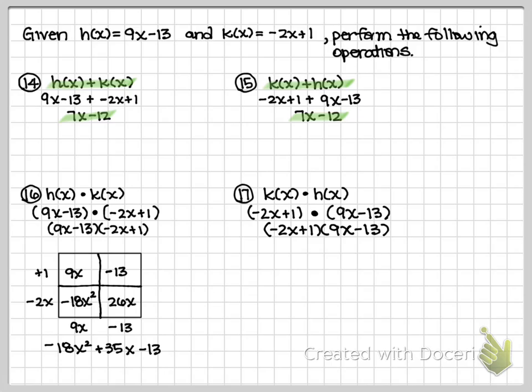Multiplication, just like addition, is commutative. So if I have k of x times h of x and h of x times k of x, it's kind of like 7 times 4. That's 28. 4 times 7. Notice I just switched the order of the 7 and 4. Also 28. So if I take a look at this order of 9x minus 13 and then the negative 2x plus 1, there's the 9x minus 13. There's the negative 2x plus 1. I'm going to get the exact same thing. They're identical to each other.